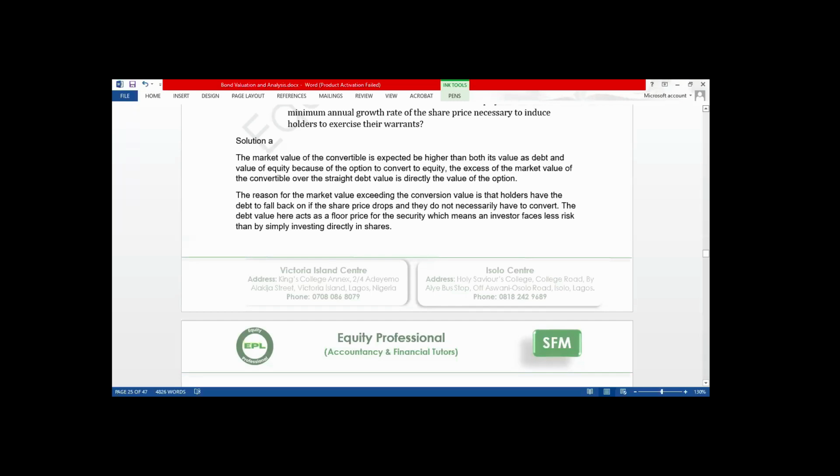If you invest in a convertible bond, as an investor, your risk is lesser because your debt value is guaranteed. If the equity share price fluctuates, you can maintain your debt value. That will be the expected explanation for that requirement A.